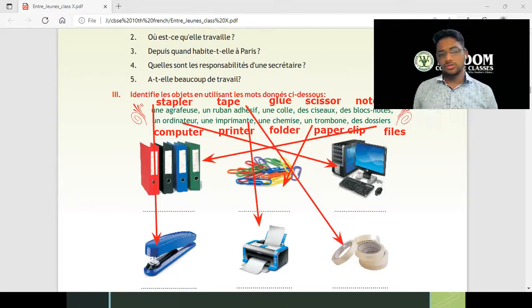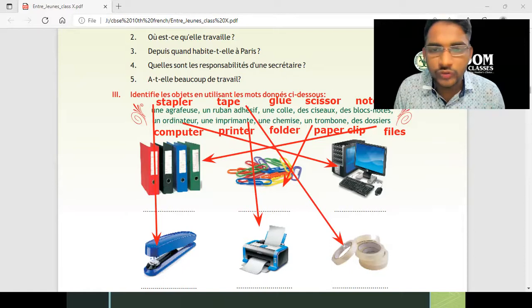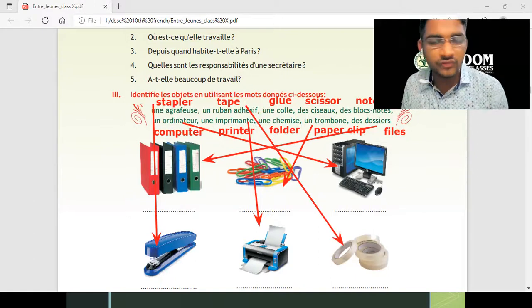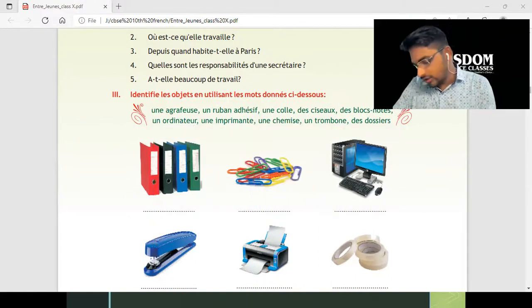Okay, great. So I hope you have understood, students. You should know all these words nicely. It will help you in your essay later also. Okay. Great. Now let's move forward, students. So we have completed this part. And moving forward now.